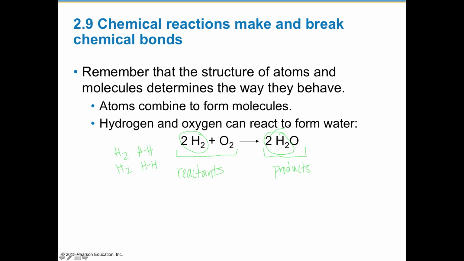Now this 2 also accounts for this oxygen. On this side over here you have 2 oxygens, and then over here you have 2 oxygens. Matter cannot be created or destroyed. So if you have 4 hydrogens on one side, you have to have 4 hydrogens on the other side. So that's just how it is.